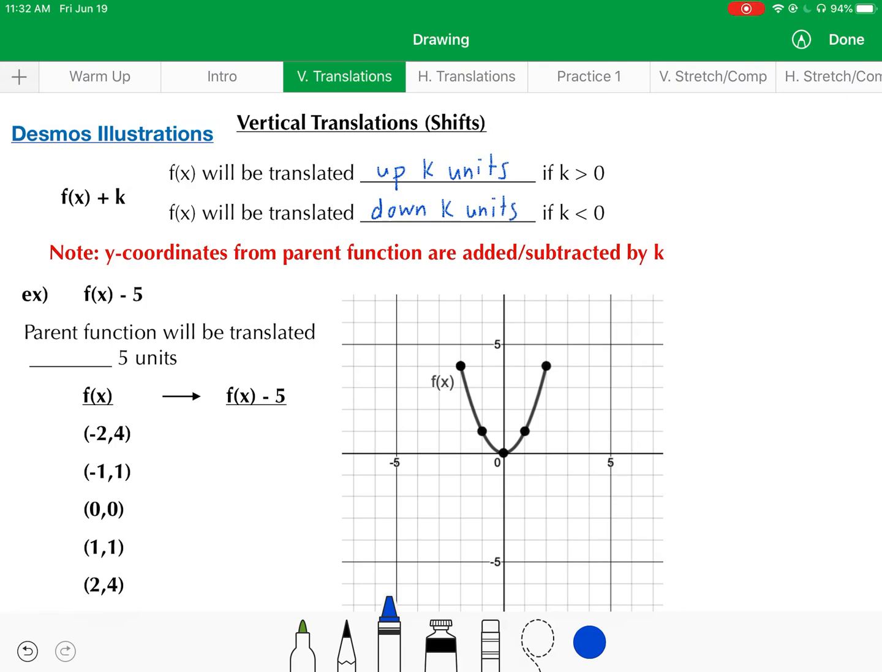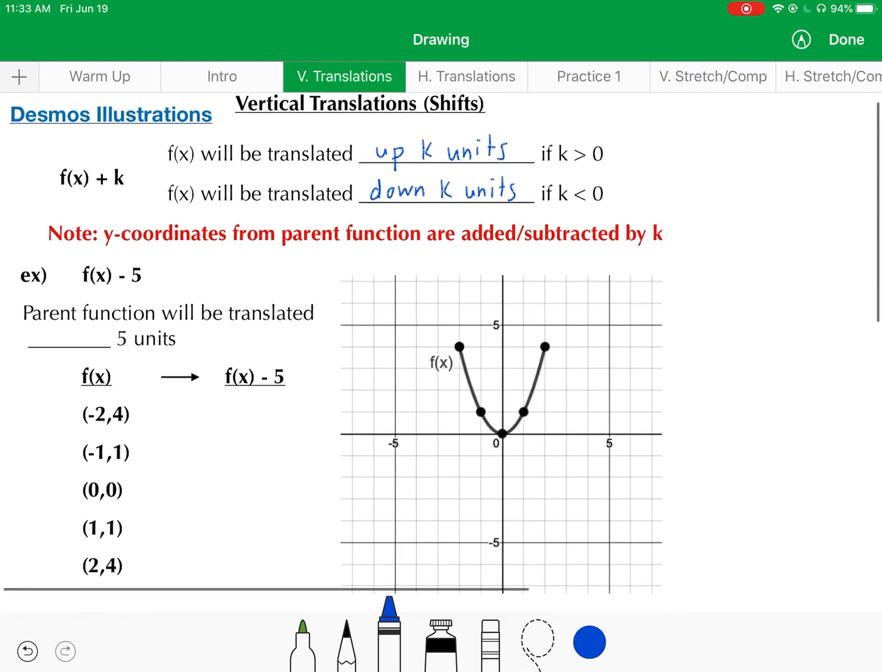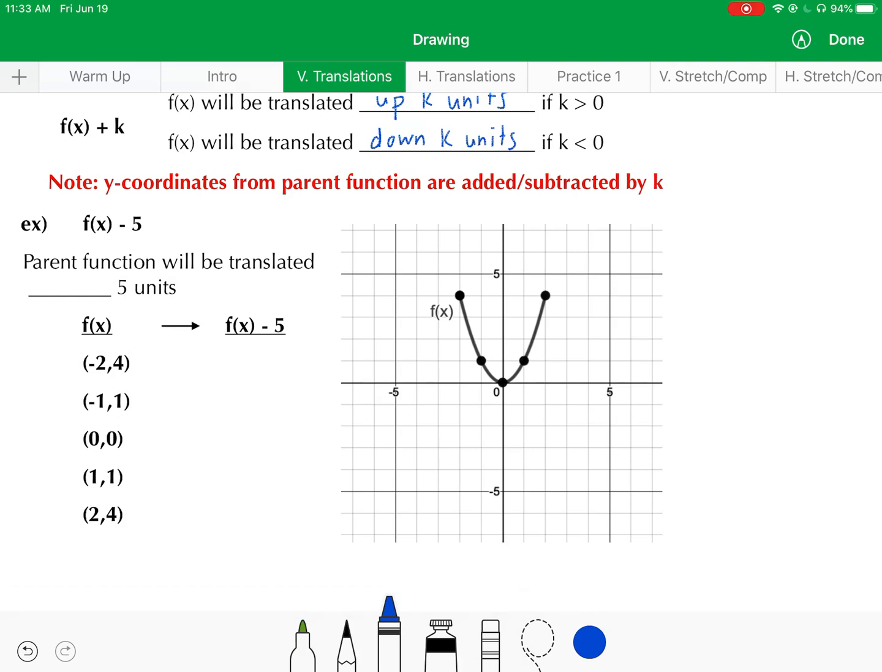Now, it's important to understand which coordinates from the parent function are being affected by each of the types of transformations we're working with. So in the case of a vertical translation, when you're moving up or down, you're only having an effect on the y coordinates from your parent function. They're being added or subtracted by this value of k. The x coordinates are not affected at all in a vertical translation. Okay?